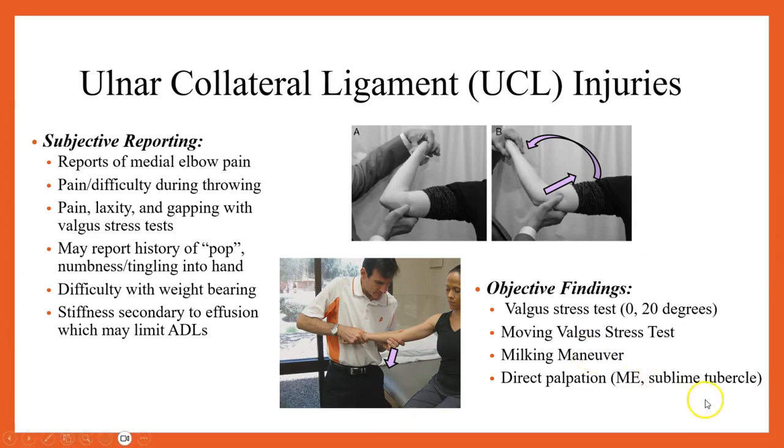So objectively, you're going to find the valgus stress test may be positive, and limited elbow range of motion. They're going to be tender, maybe with direct palpation at the medial epicondyle or the sublime tubercle. And the moving valgus stress test and also the milking maneuver may be positive.